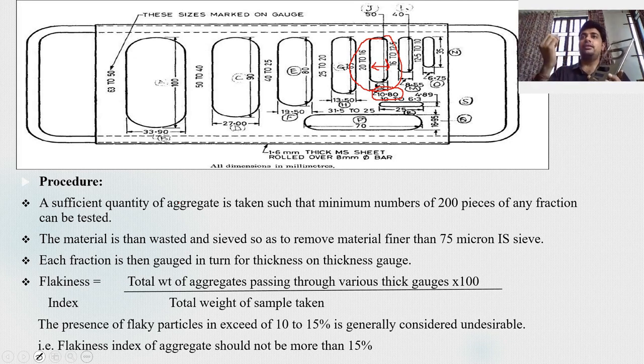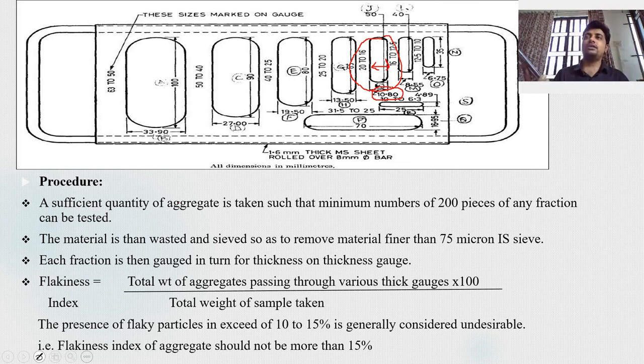You can take one particular size, or you may have to take different types of aggregate, with a different set of aggregates, and you have to perform the test in different gauges. Then you have to calculate just the passing aggregate. You have already taken the sample for this procedure. This is W1, and the passing aggregate is W2.